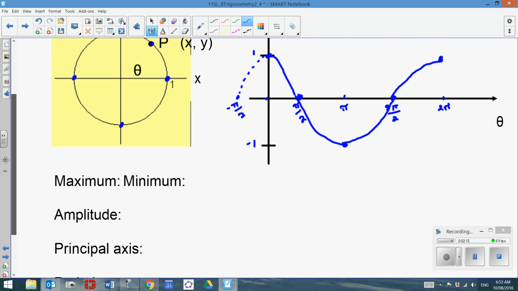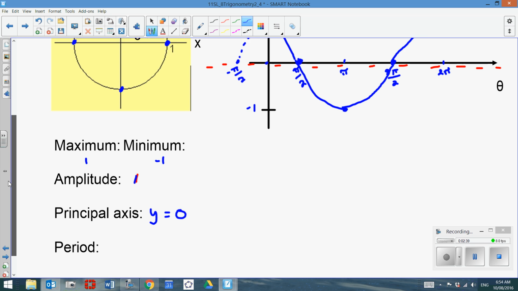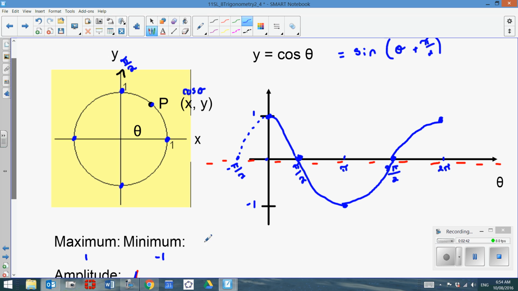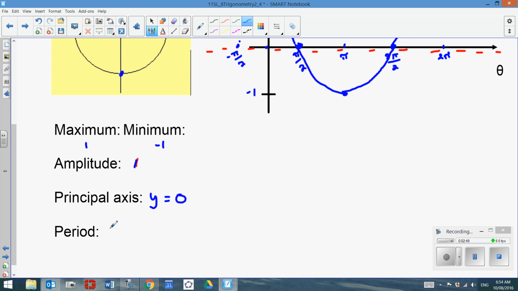Looking at our maxes and mins, they're the same. Our maximum is 1, minimum is negative 1. Our amplitude, again, from the principal line up to the max or down to the min, or the max minus the min, so 1 minus negative 1, divided by 2, is still 1. Our principal axis is exactly the same as sine, y equals 0. And the period, again, takes 2 pi units to return to the starting point. So the period for cosine and sine are the same, 2 pi, unless it's been shifted at all.